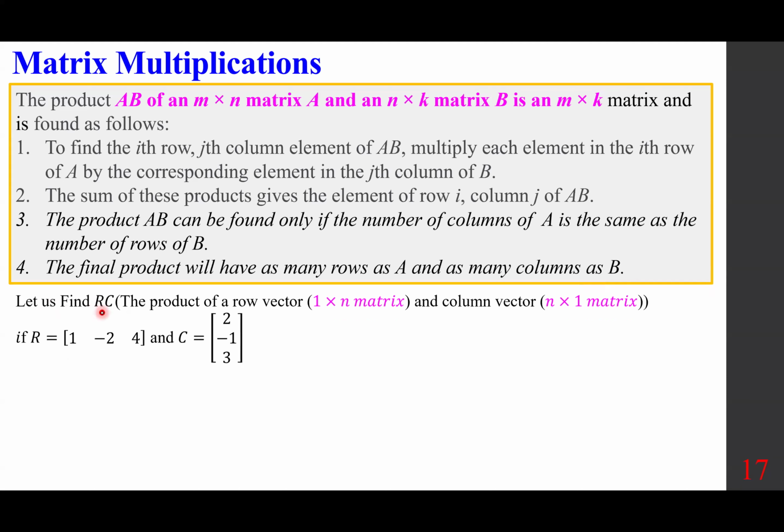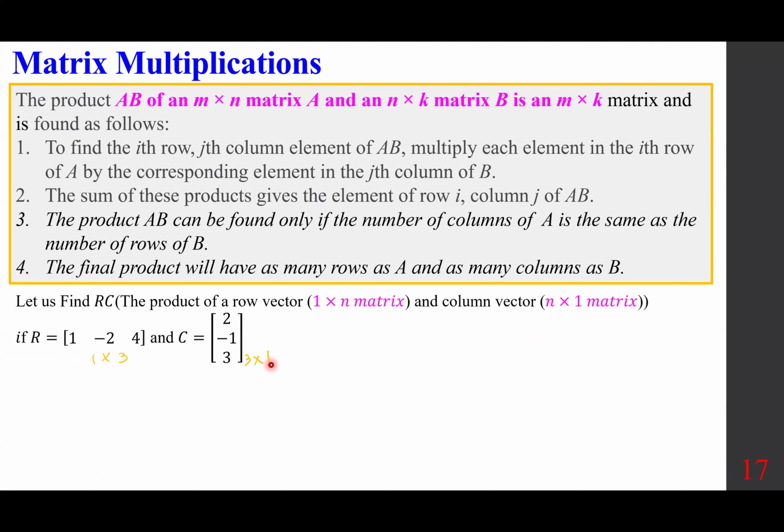Let us find RC, the product of a row vector 1 by n matrix and column vector n by 1 matrix. R stands for row, C for column. So the dimension is 1 by 3 here, 3 by 1 here. So the resulting vector would be 1 by 1. Do you see that? 1 by 1.